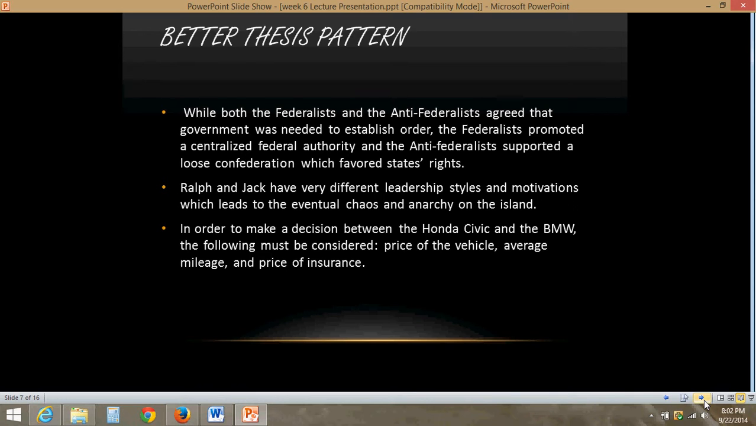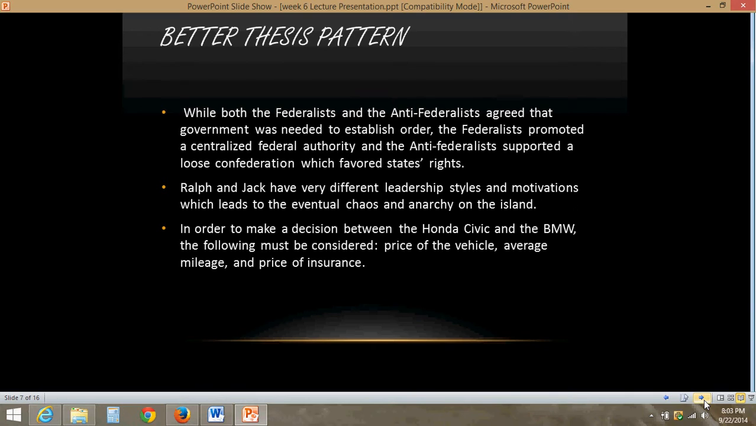We know that there's going to be a comparison between these two government ideas and basically the detail behind it, which would be centralized federal government or a loose confederation with a state's focus. So we have two very clear differences that are connected between these two, and where they agree with one another is very clear, and we also have a clear topic, so this is much better than the previous slide.